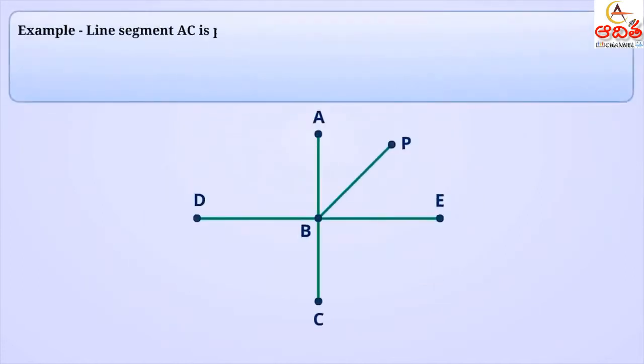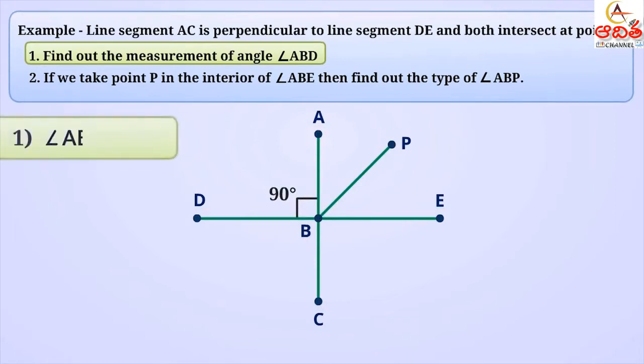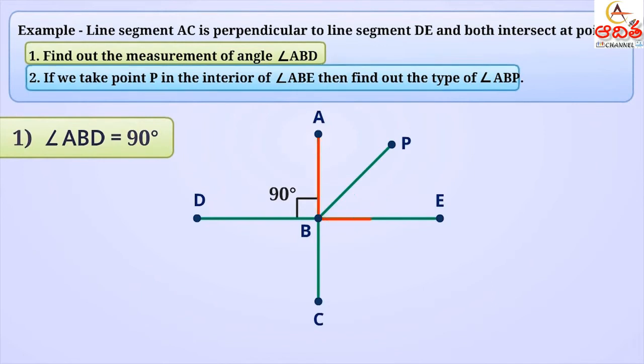Example 2. Line segment AC is perpendicular to line segment DE and both intersect at point B. Find out the measurement of angle ABD. If we take point P in the interior of angle ABE, then find out the type of angle ABP. Since the line segment AC is perpendicular to line segment DE, they both form 90-degree angle. Since both intersect at point B, we can say that angle ABD is equal to 90 degrees. Similarly, angle ABE is also equal to 90 degrees.